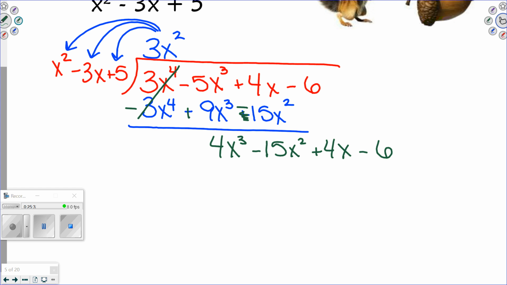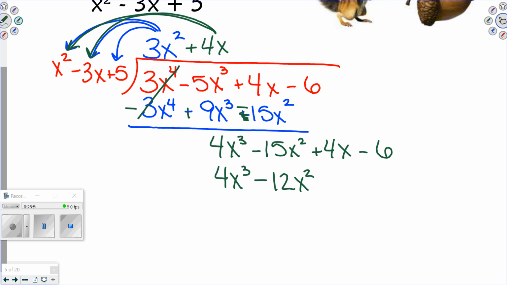All right. So next step, what do you multiply x squared to get 4x cubed? 4x. Positive 4x. Okay. Then we distribute. 4x times x squared. 4x times negative 3x. 4x times 5. And then what do I do? Change my signs.